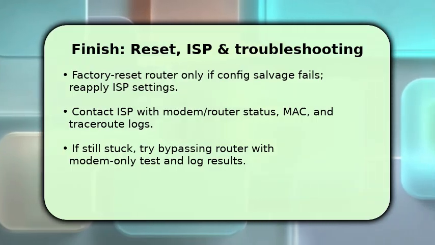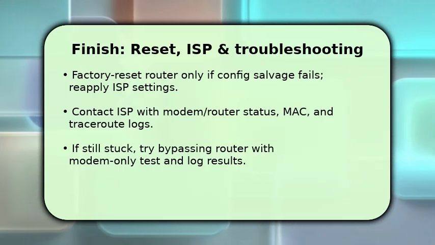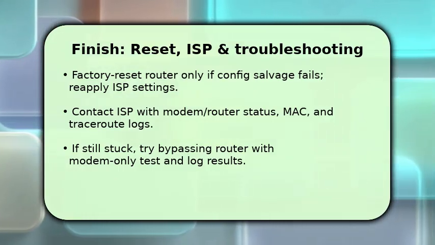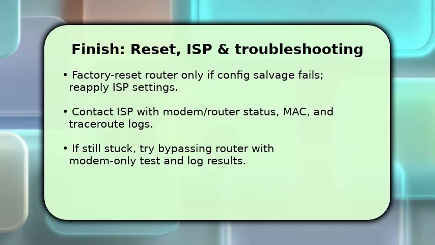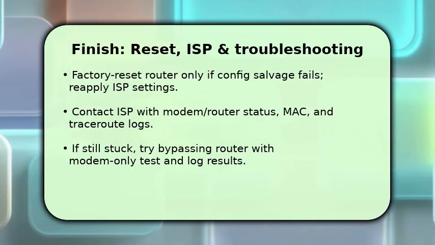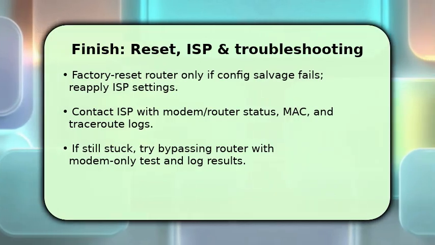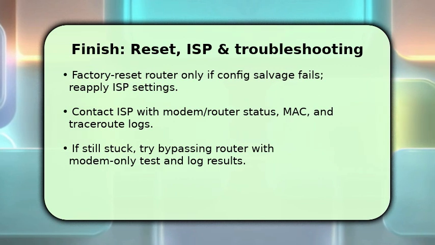If it still shows connected without internet, call your ISP with the router's MAC, WAN logs, and your traceroute output so they can check provisioning. As a final troubleshooting tip, bypass the router and connect a laptop directly to the modem to confirm whether the fault is the router or upstream.